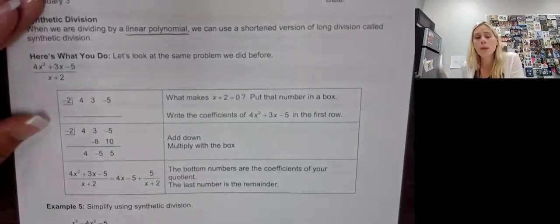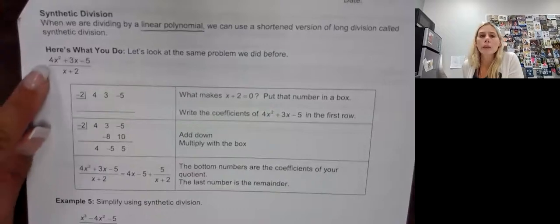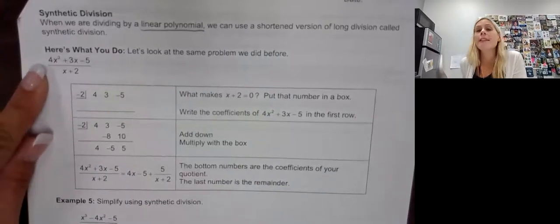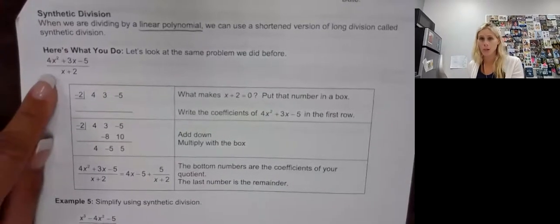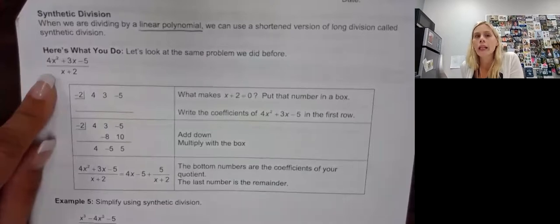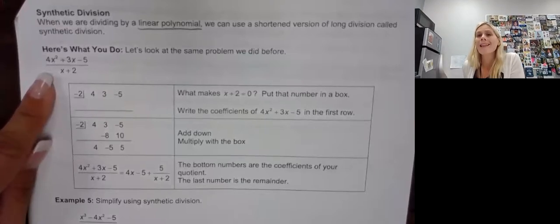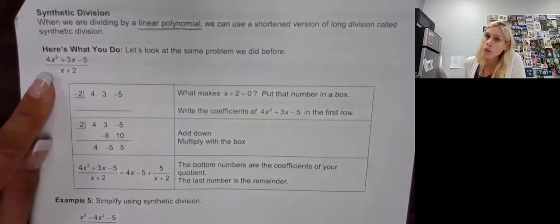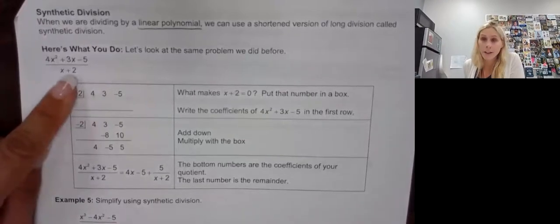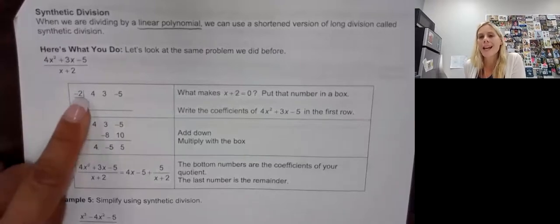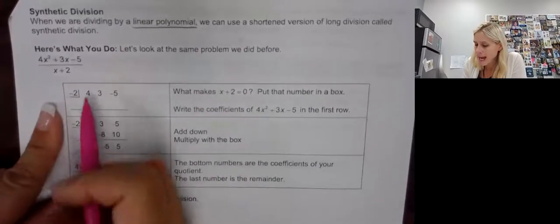So here's what we're doing. We have 4x squared plus 3x minus 5 divided by x plus 2. So x plus 2 is our linear polynomial. That is what we're dividing by. So here's how we start synthetic. What you want to do is ask yourself, what makes that linear polynomial 0? So either you have to solve it or look at it and figure that out in your head. So x plus 2, what makes that 0? -2.